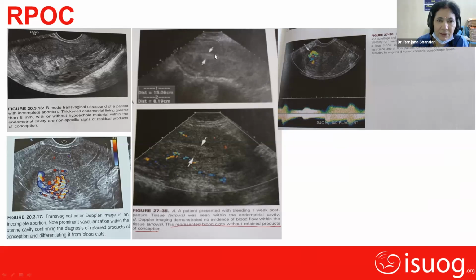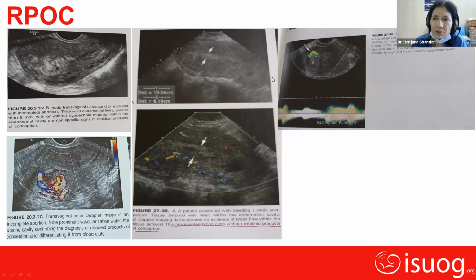In the endometrial cavity, there were echogenic particles. But when we put the Doppler, we are seeing no blood flow within the echogenic content. So this represents blood clots without retained products. So we don't have to do anything. We will wait for some time and give conservative therapy, not D&C.